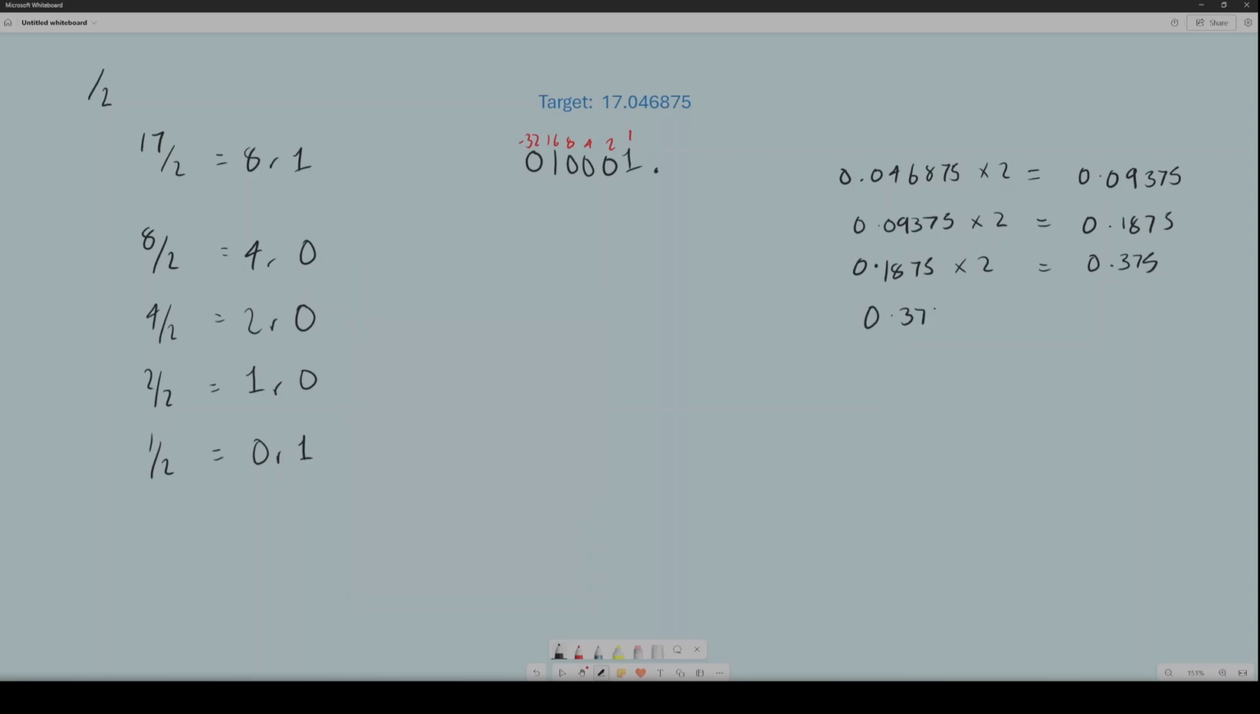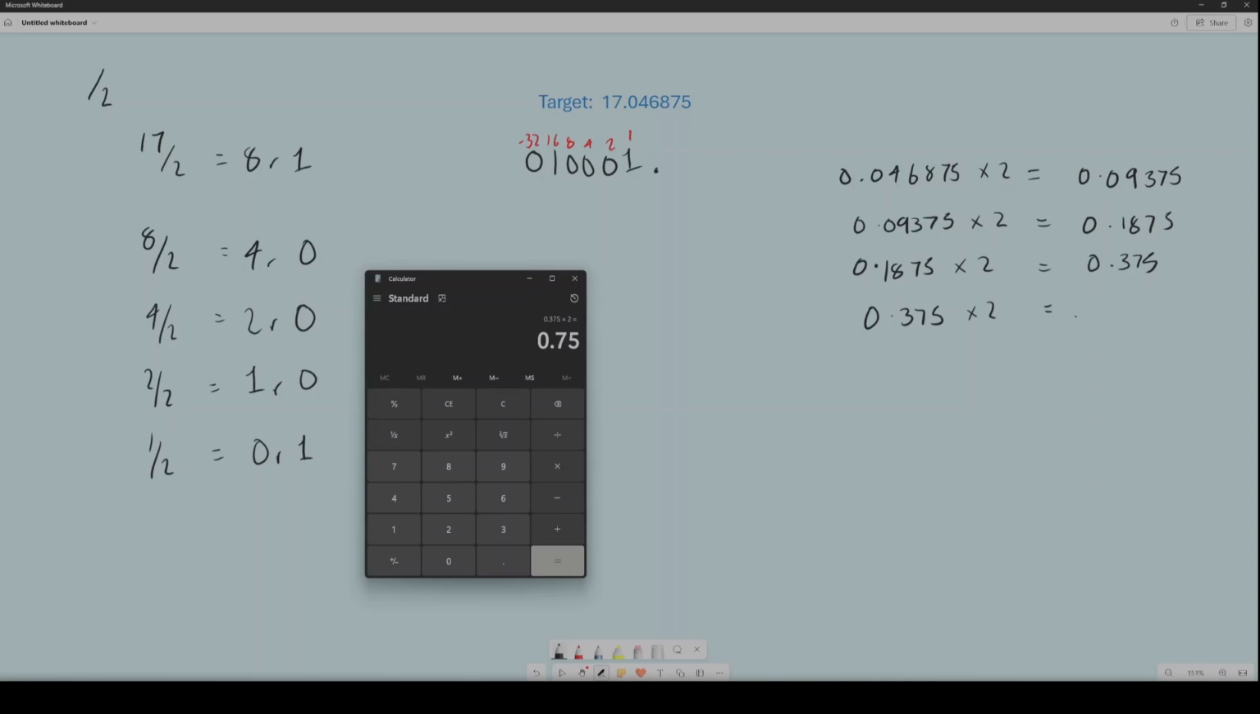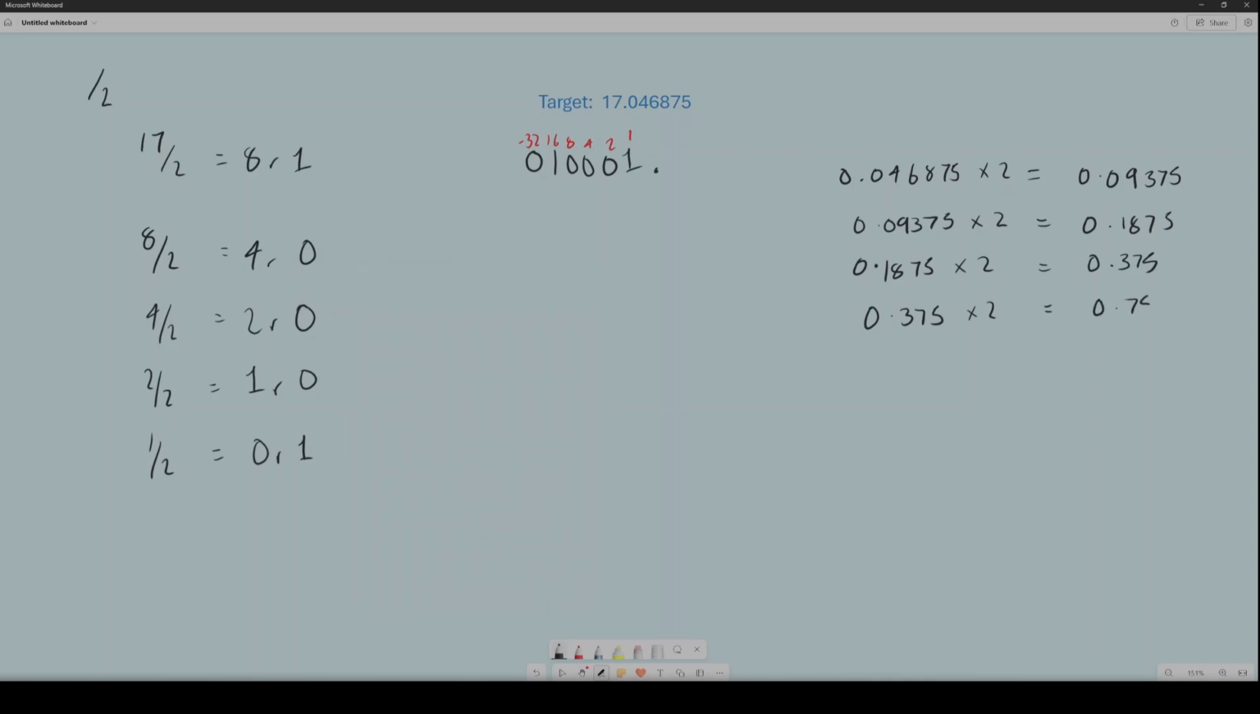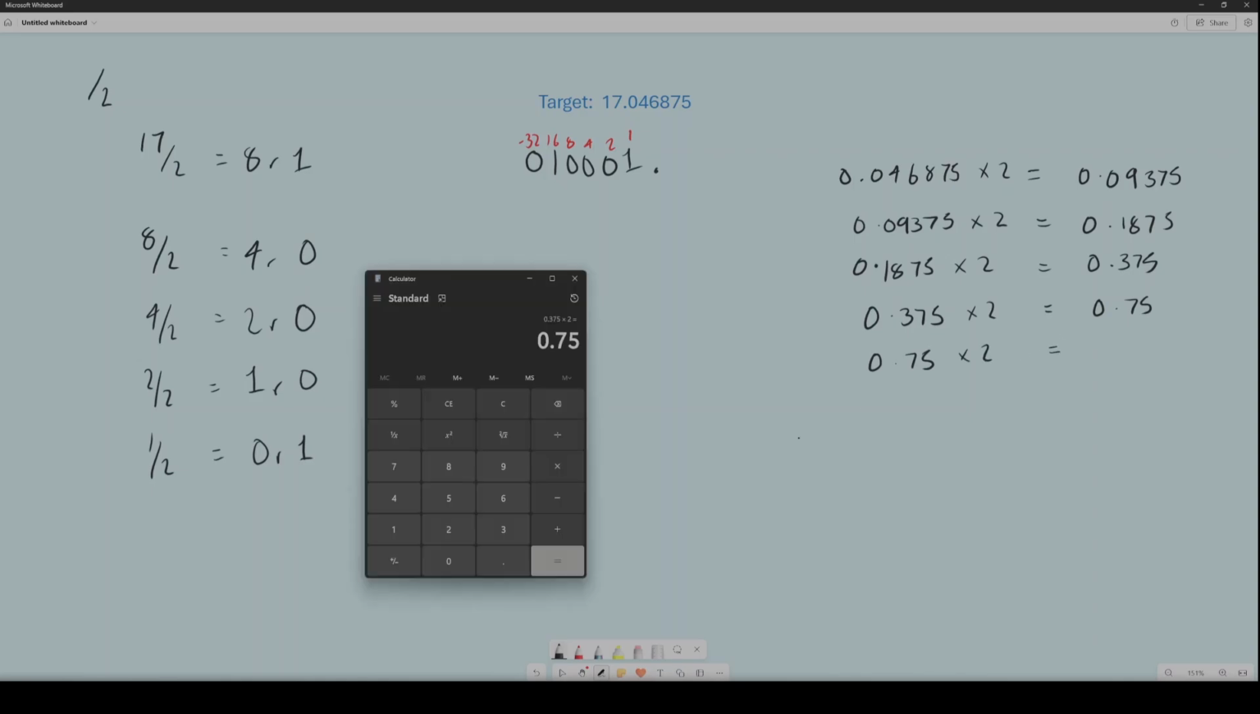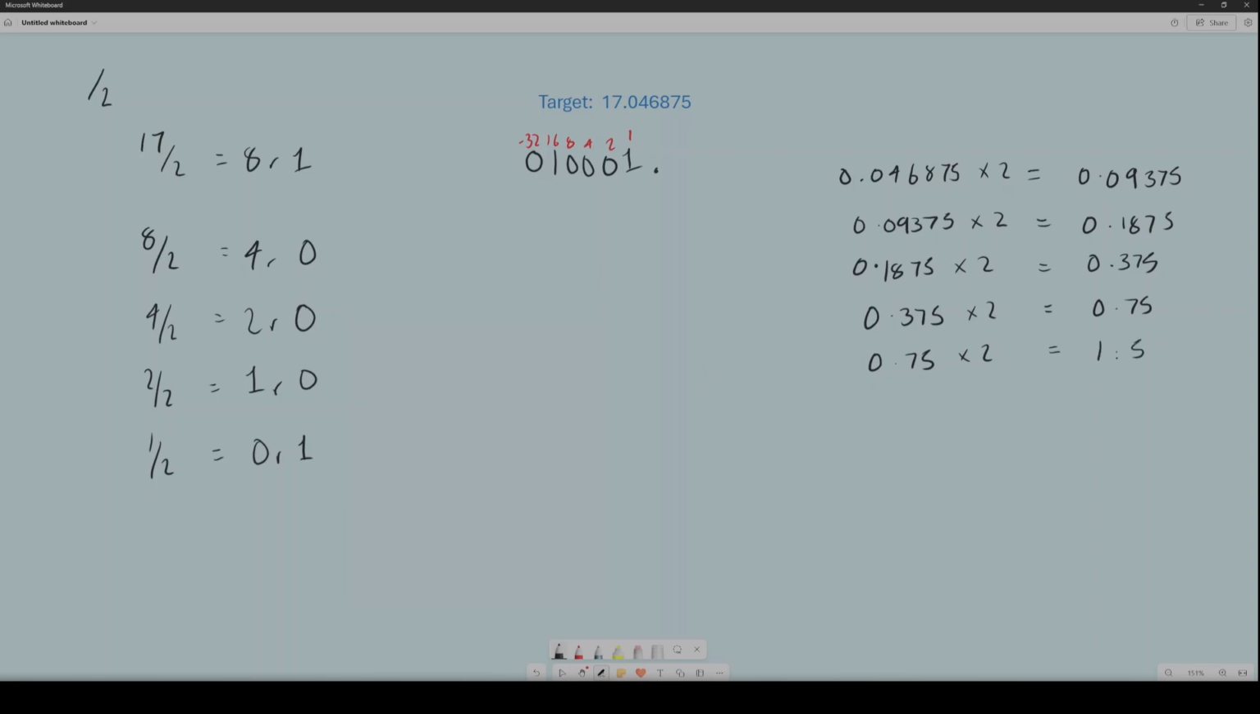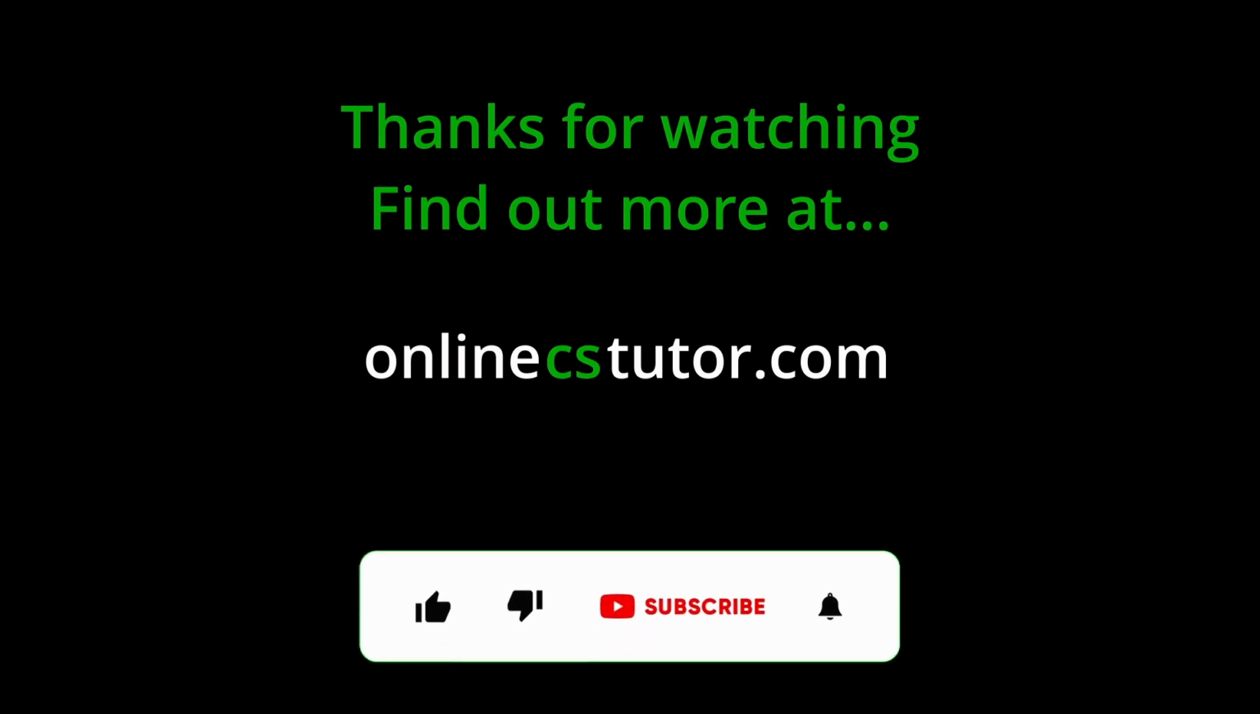0.75. Now, even if the value goes above 1, we still continue until the decimal part is 0. So this will be 1.5. Okay. So remember, in the last step, we just removed the 1 because we should always be timesing by just the fractional part. As ever, thank you for watching.